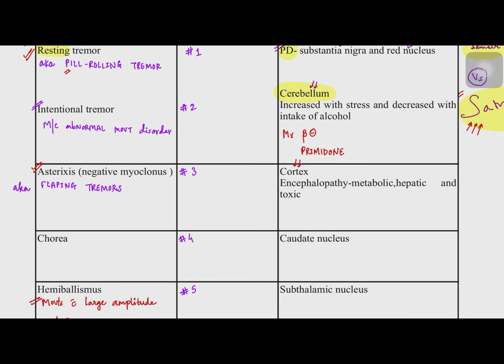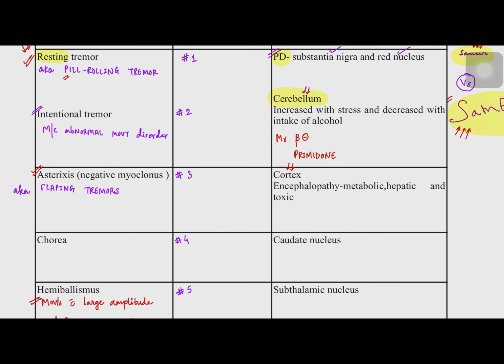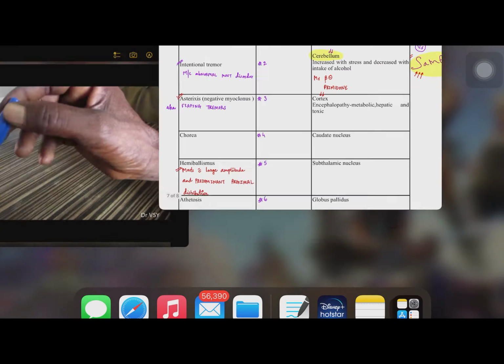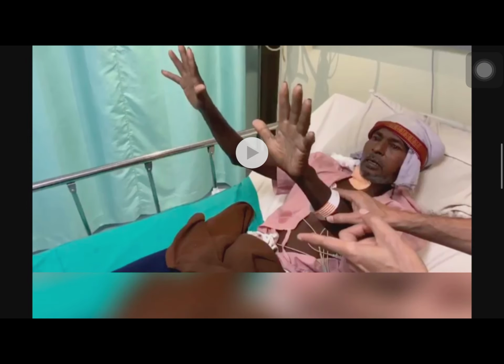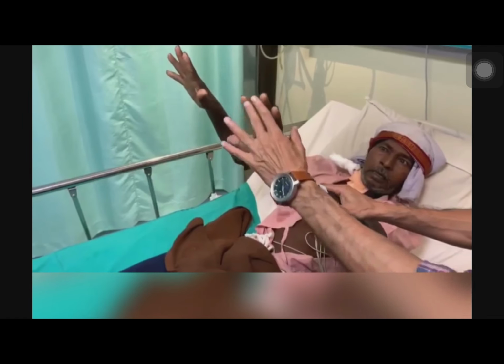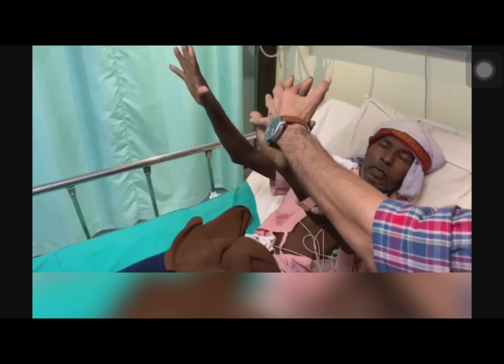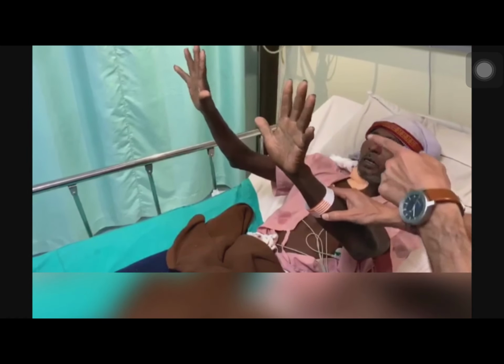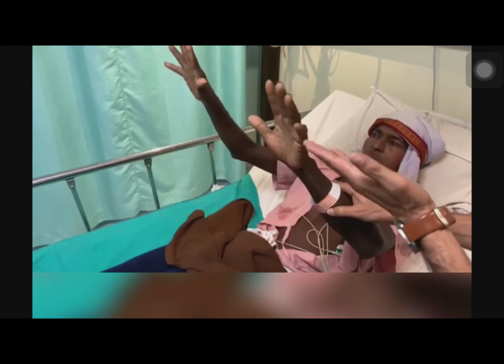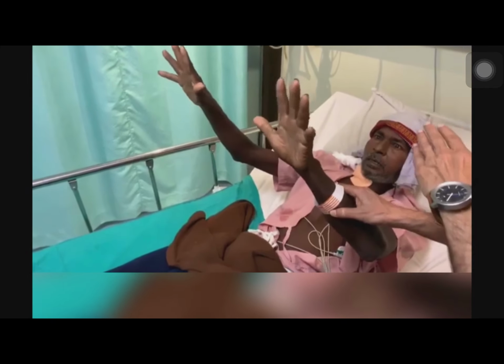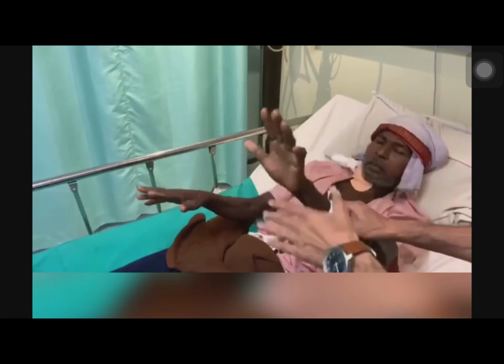The third movement disorder which we are going to discuss is asterixis, which is negative myoclonus, and also known as flapping tremors. So why flapping tremors? We'll see in the video graphics. Here the physician is asking the patient to keep his hands forward in a proper posture, but he is unable to maintain that. There is loss of muscle tone, and that creates a flapping movement. That is why it is called flapping tremors.